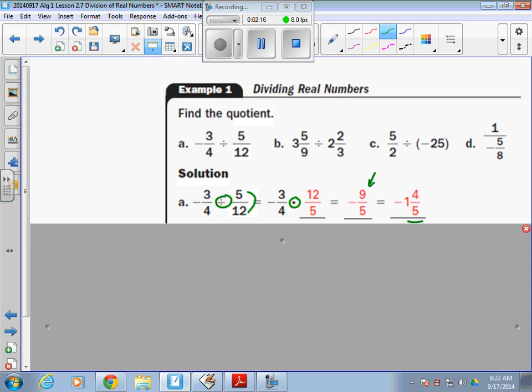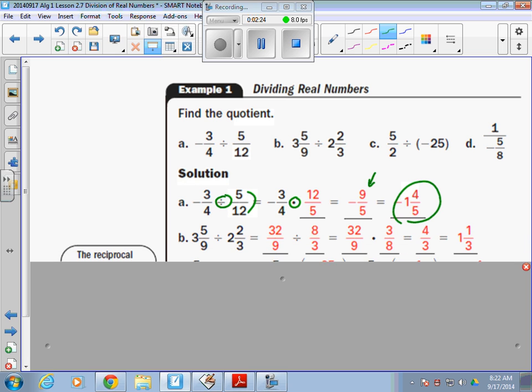Then this step right here is simply making it back to a mixed number, which is a couple of y'all's asked questions. That might be where you were not sure what to put on that last one right there.